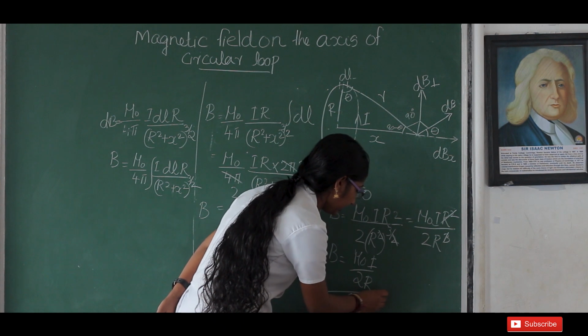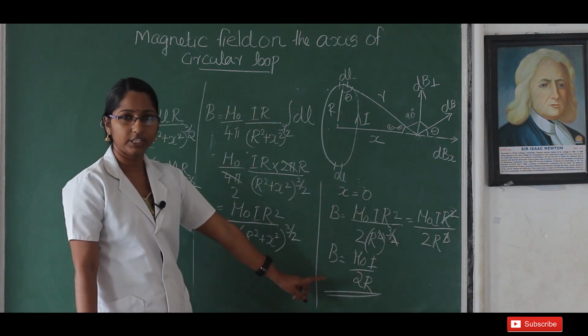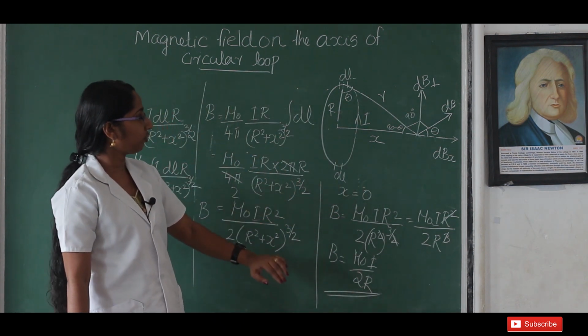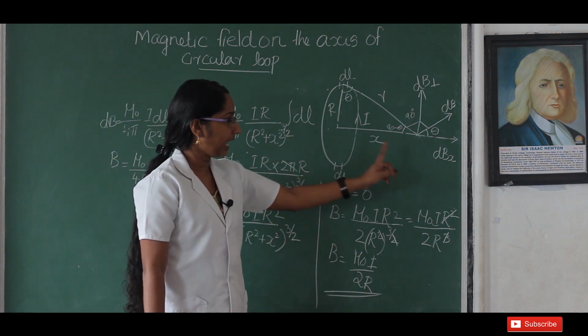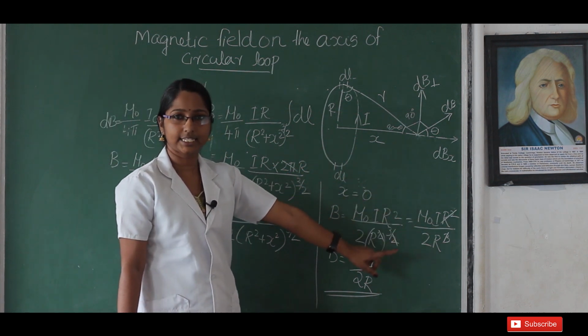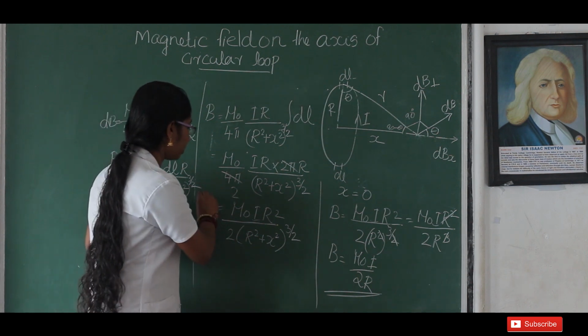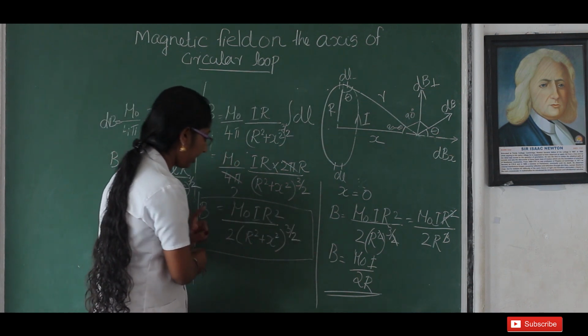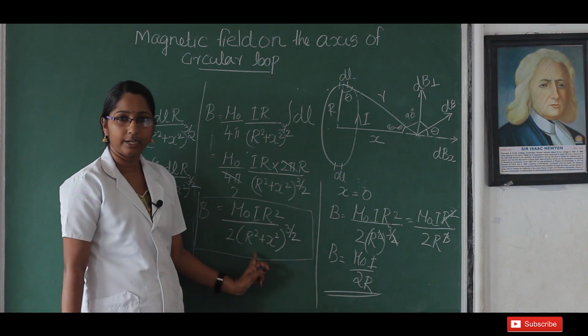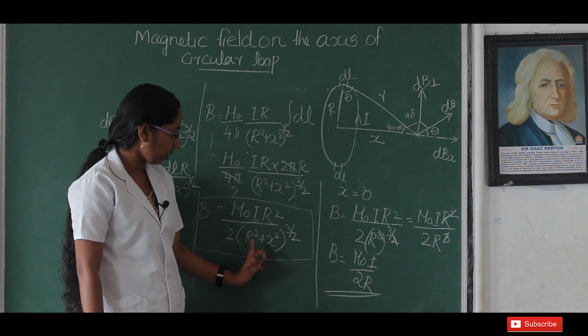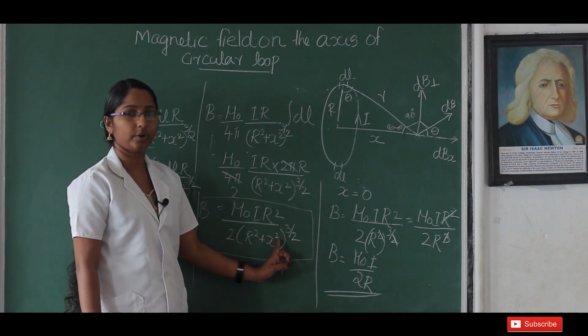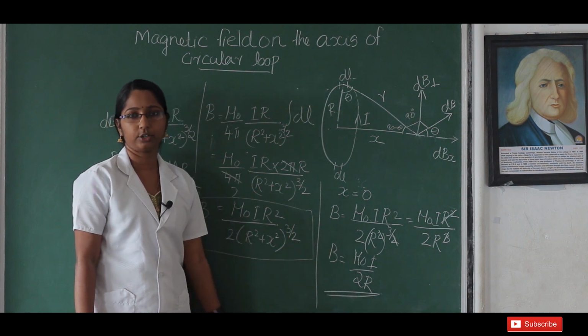So that's the magnetic field at the center of the loop. And if we want to find the magnetic field at any point on the axis, we can use the equation B equal to mu 0 I r square divided by 2 into r square plus x square raised to 3 by 2. Okay.